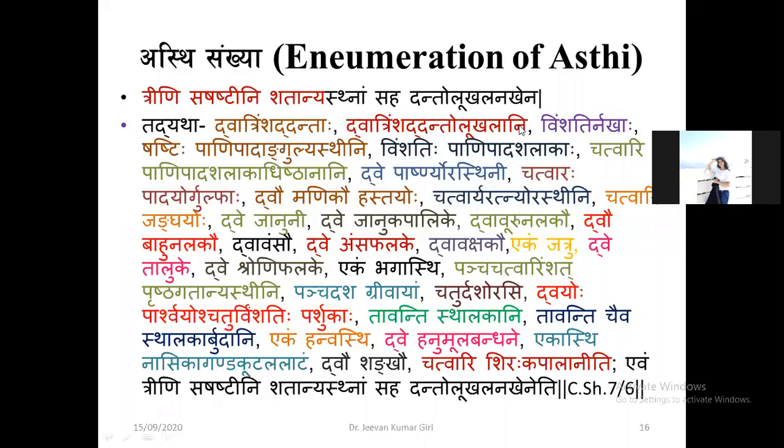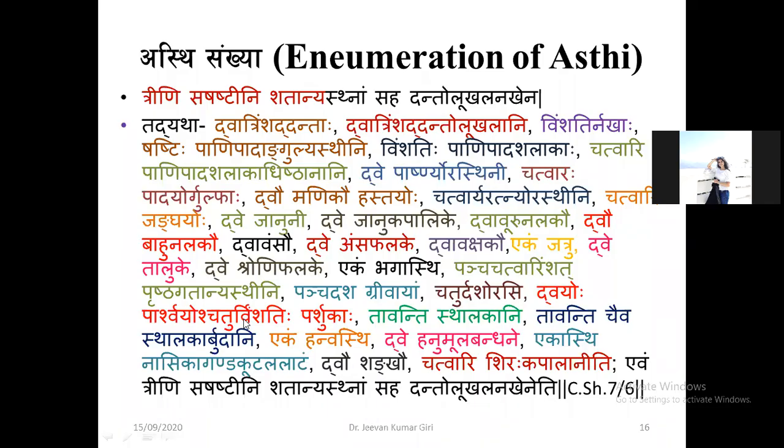Are you getting? So see here, Dvavayo Parshayor Chaturvimshati Parshuka. So here, that is in the Dviparsho. Okay, in both Parsho regions, there are 24 Parshuka. Just write Parshuka, in bracket you can write Dviparsho. In the Dviparsho, in the two Parsho region, the total number of Parshuka is 24. Are you getting?